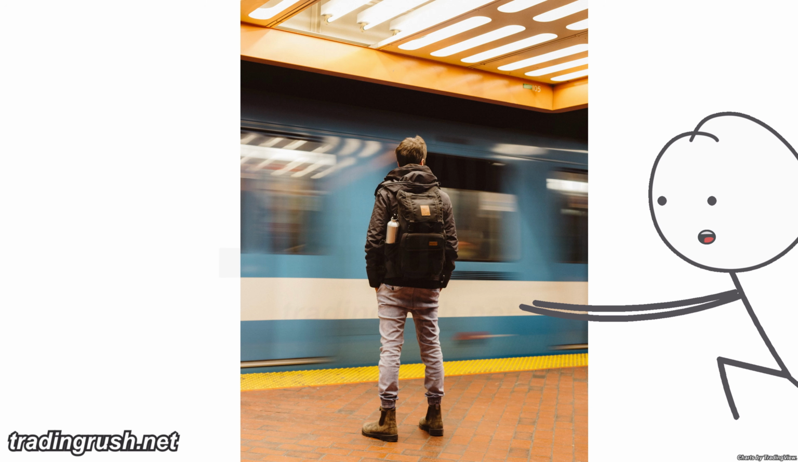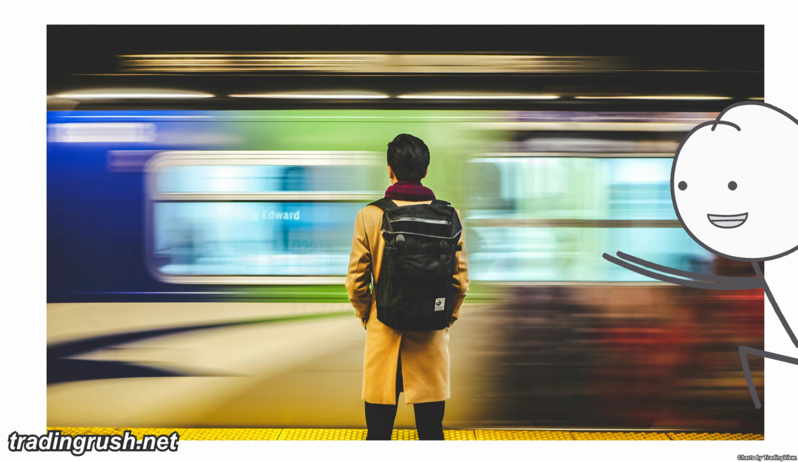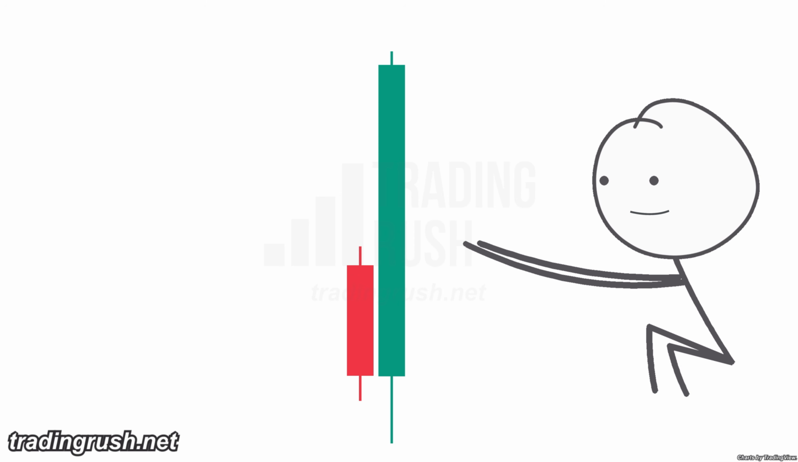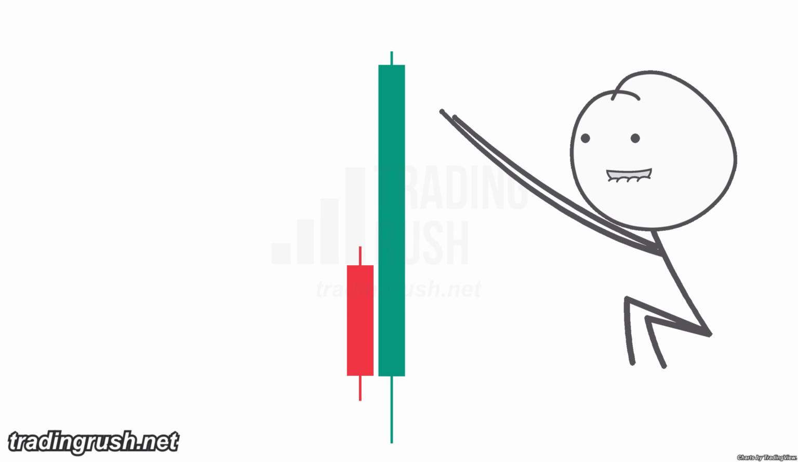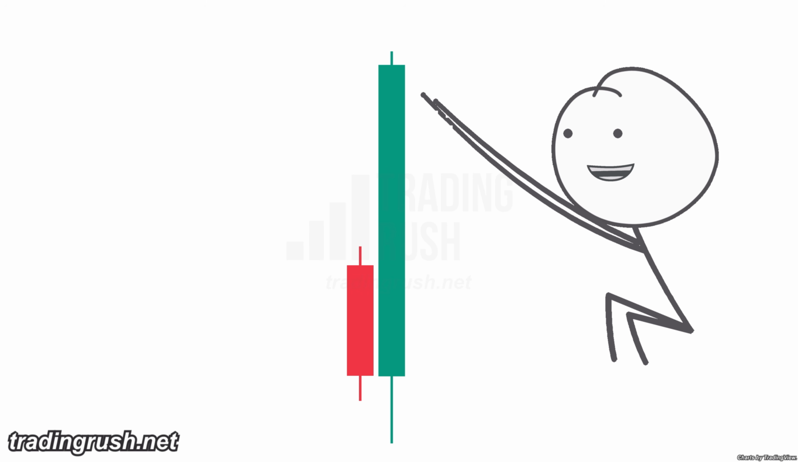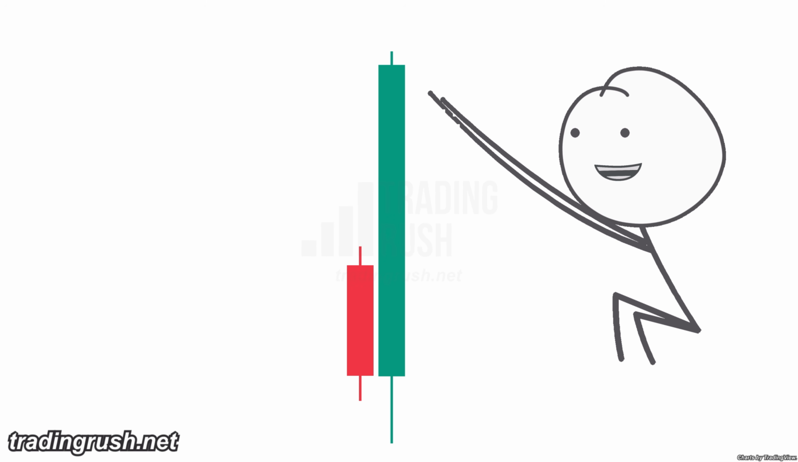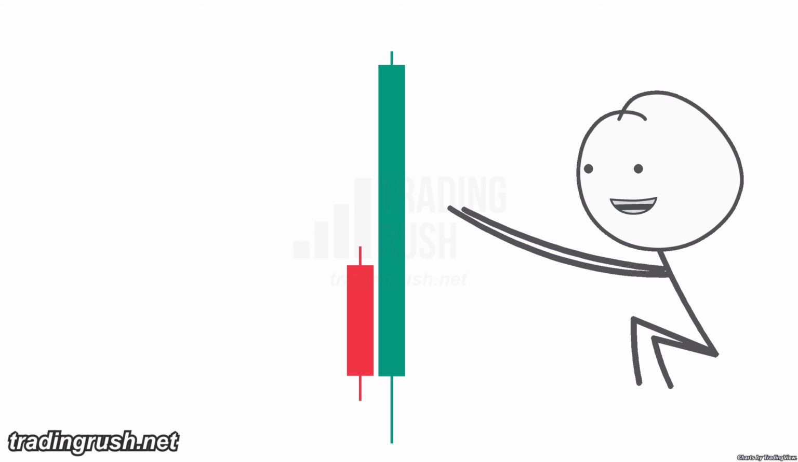But imagine you were standing at a train station watching a train pull away. It's already moving. Now it's gone. But you are still standing there trying to decide if you should have bought a ticket. That's a candlestick pattern. By the time the pattern fully forms on your screen and you recognize it, the price movement has already happened. The engulfing pattern is already complete, and the market has already made its move.